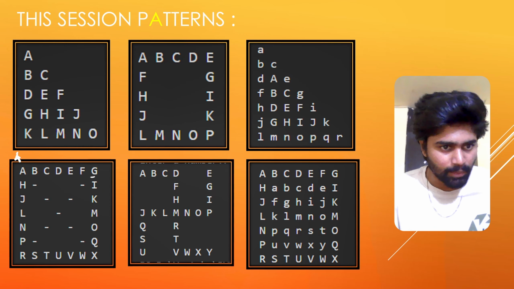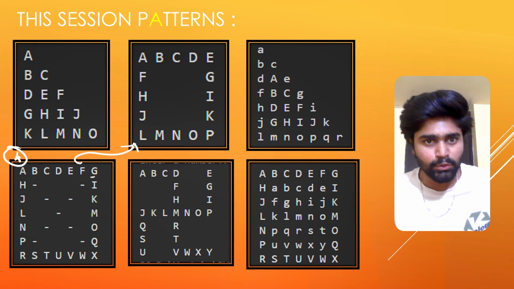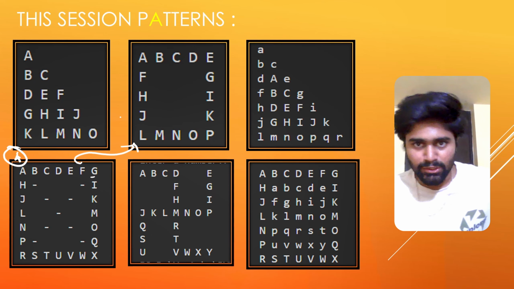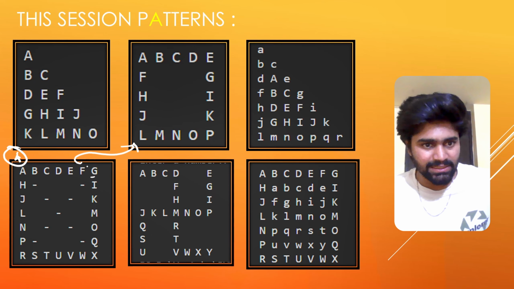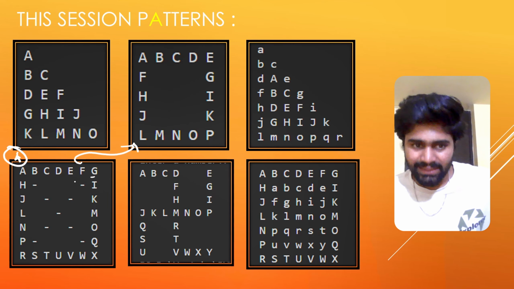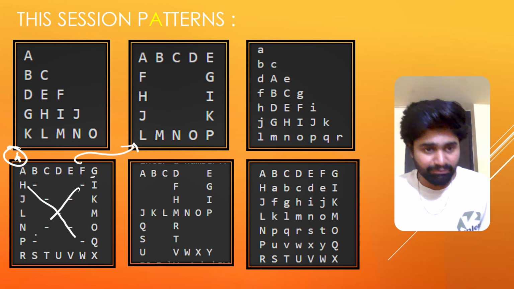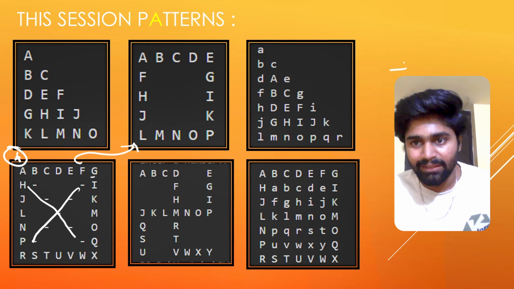Let's dive into the fourth problem, the fourth pattern. This is also very easy, because it is very similar to the hollow square pattern. Here, whenever the hollow square condition is true, we are going to print the capital letters. And while printing the capital letters, in the right diagonal and left diagonal, we are going to print the hyphen symbol.